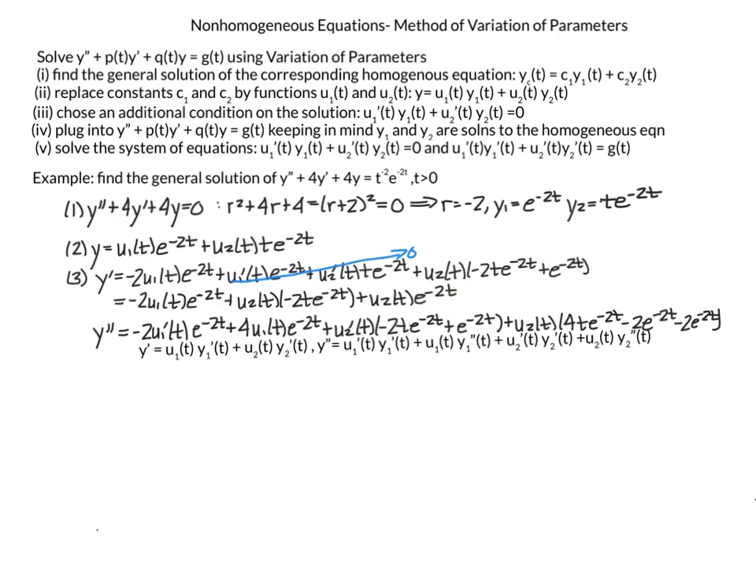Then we can calculate y double prime, which is equal to minus 2u1 prime e to the minus 2t plus 4u1 e to the minus 2t plus u2 prime times minus 2t e to the minus 2t plus e to the minus 2t plus u2 times 4t e to the minus 2t minus 2e to the minus 2t minus 2e to the minus 2t. And I cheated a little bit.